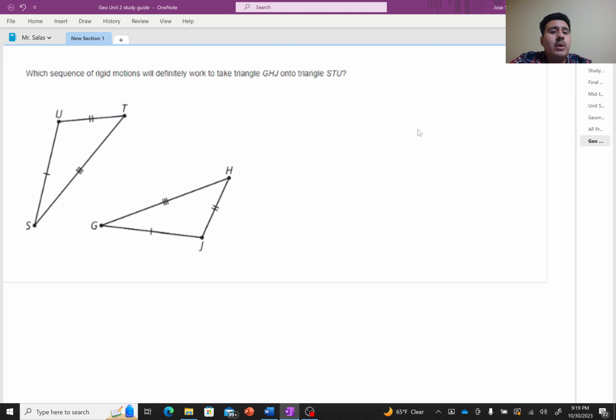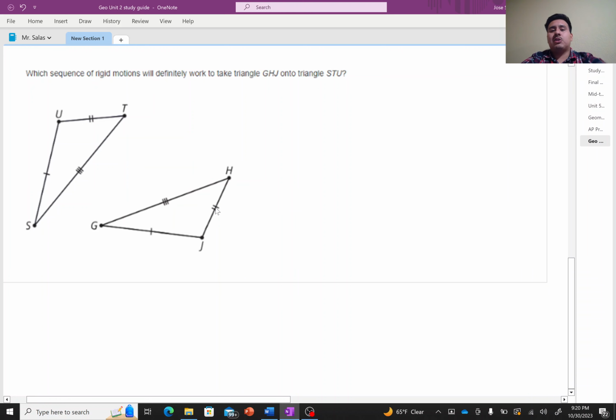So this problem says, which sequence of rigid motions will definitely work to take triangle GHJ onto triangle STU? So we're trying to get this triangle here to line up with this triangle over here. So I'm looking at this triangle. The way I want to break things down is I want to start by trying to get some point to coincide or line up with another point on this triangle STU. So I see that the easiest points to line up are G and S.